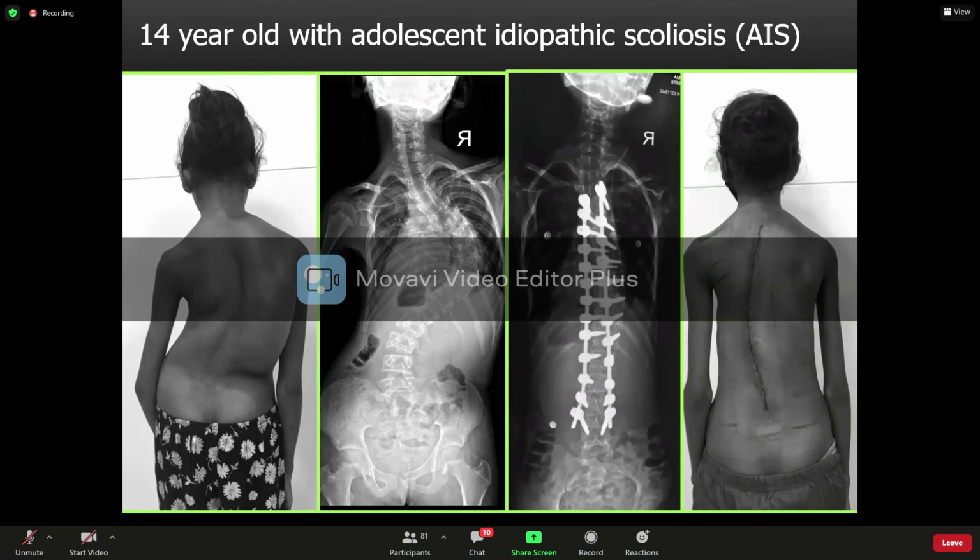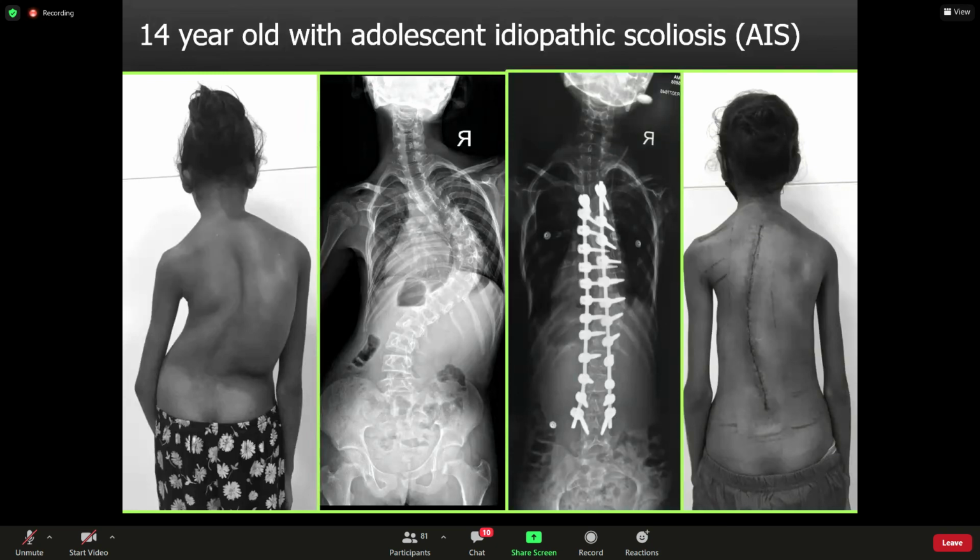So most of these children stay in hospital for 5 to 6 days. They're out of bed and walking in 3 or 4 days. They're out of hospital in 5 to 6 days. They're back to school in 5 to 6 weeks. And we tell them to avoid strenuous sports for 5 to 6 months. So that's how it goes. But they're back to school in 5 to 6 weeks.